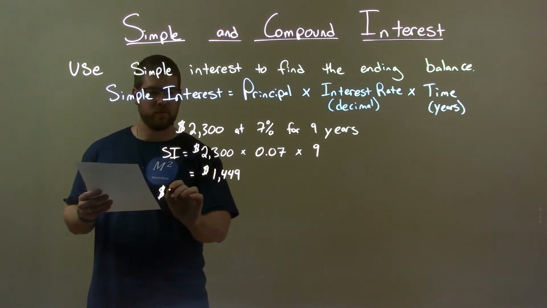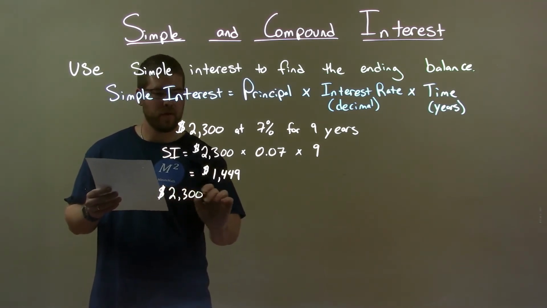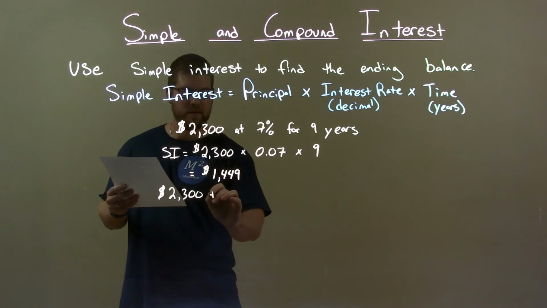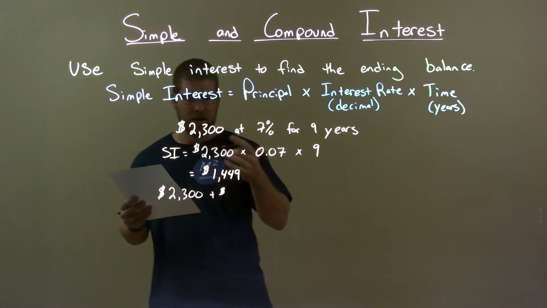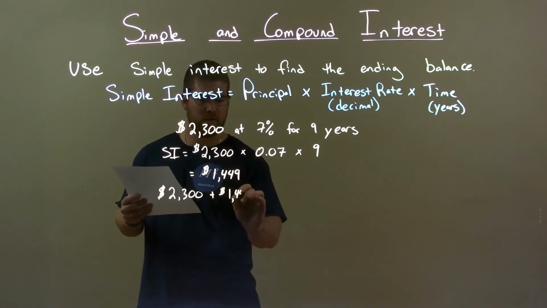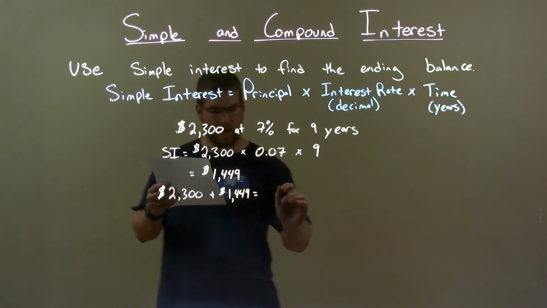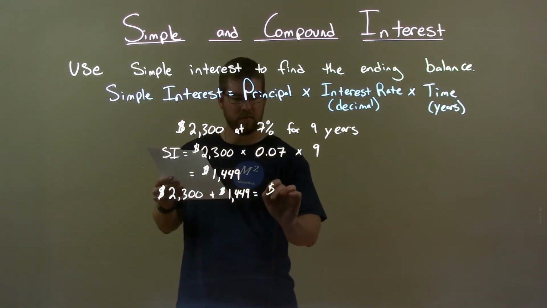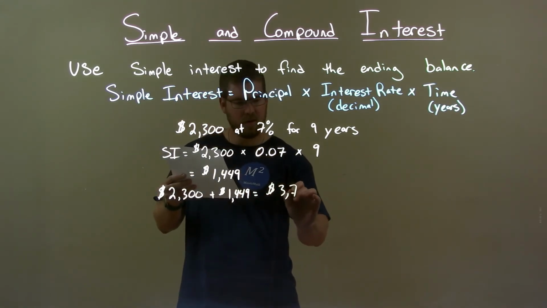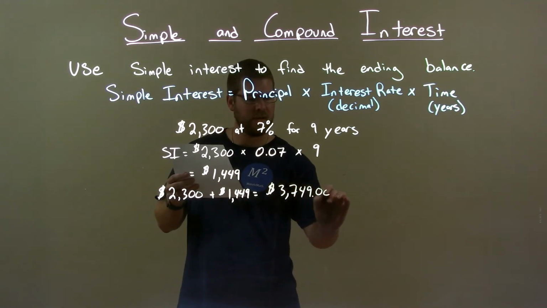Principal was $2,300. We add back, or add the simple interest, $1,449, to get an ending balance of $3,749.00.